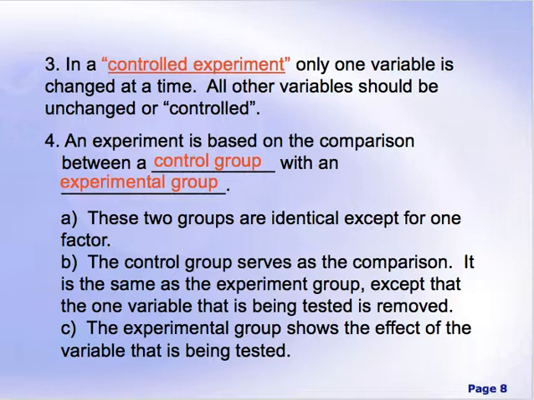I repeat, we have to have a control group so that we can compare and see if the lab is actually working, see if our experiment is actually measuring something or seeing something happen. It is the same as the experimental group, except that one variable is being tested, is being removed. The experimental group shows the effect of the variable that is being tested. So, control group gets nothing done to it. Experimental group is played with, done something with, we're experimenting on it. So, that is our experimental group. But we're going to take it and compare the results from the experimental group to the control group to see if we're really making a difference.